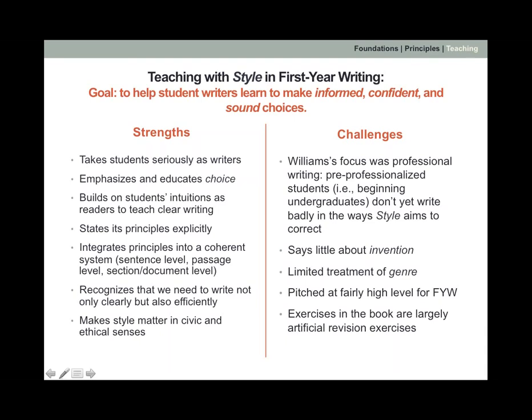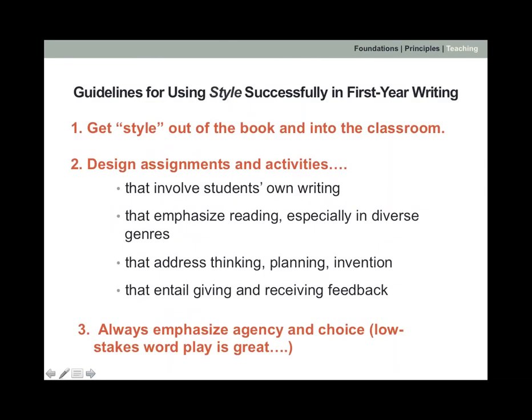And finally, the book is pitched at a fairly high level for first-year writing students, and its exercises are often artificial revision exercises rather than exercises that use students' own writing. So what to do about this? What we need to do is get style out of the book and into the classroom. We need to design assignments that involve students' own writing, that address thinking, planning, and invention, that entail giving and receiving feedback. And then finally, we need to emphasize agency and choice.